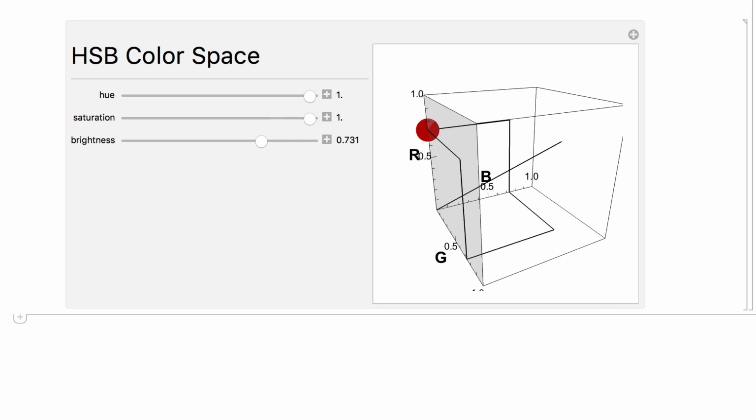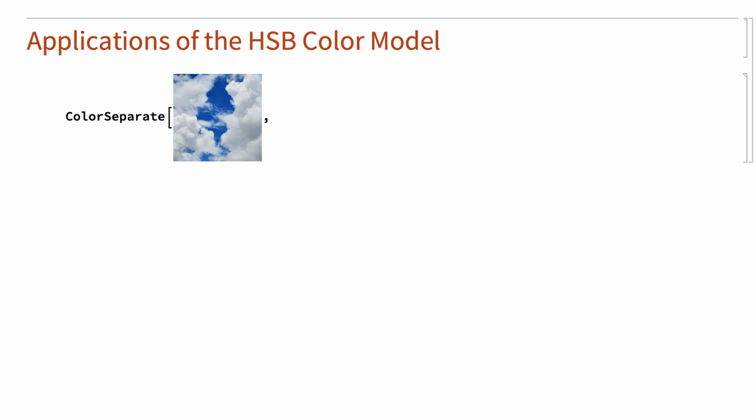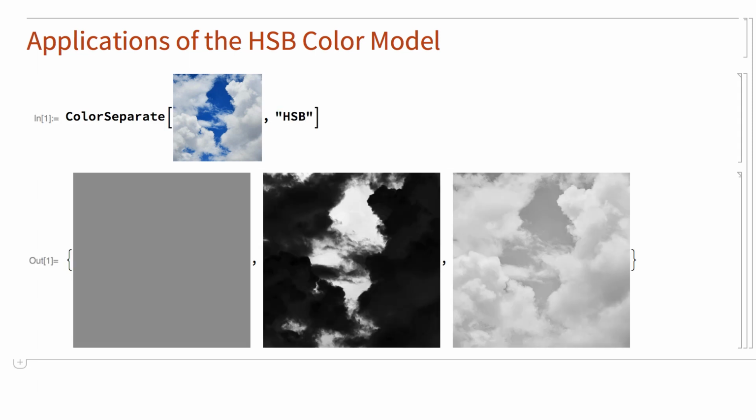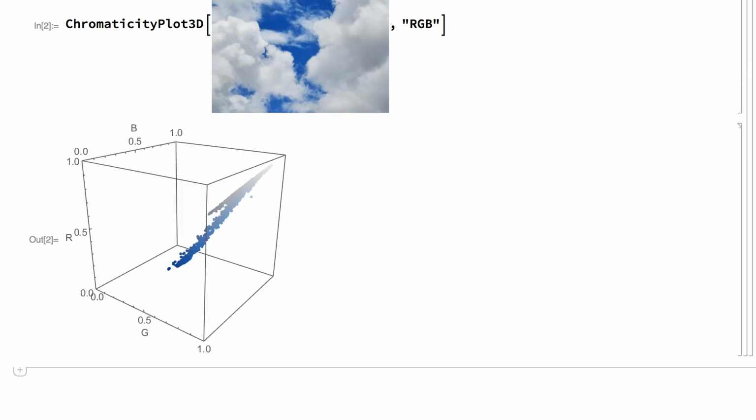The choice of color model can be important when features of an image are more evident in certain color channels. For example, separating this image of clouds in a blue sky into hue, saturation, and brightness channels gives a result where the hue channel is a perfectly uniform gray, which indicates that the image is actually entirely blue and the only differences between pixels are in saturation and brightness. The fact that all of the pixels have the same hue also shows up in the 3D chromaticity plot, where all of the pixels fall in a single plane.